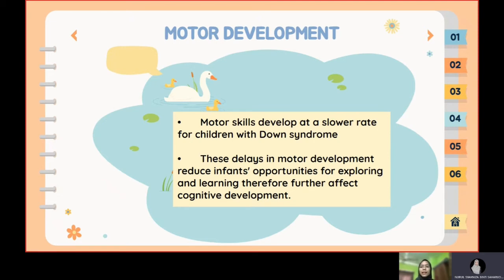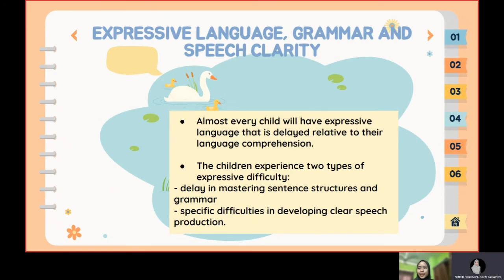Motor skills develop at a slower rate for children with Down syndrome. These delays in motor development reduce infants' opportunities for exploring and learning, and therefore further affect cognitive development. Poor oral motor control may also impact the development of language skills. Next, we will go to the expressive language, grammar, and speech clarity.